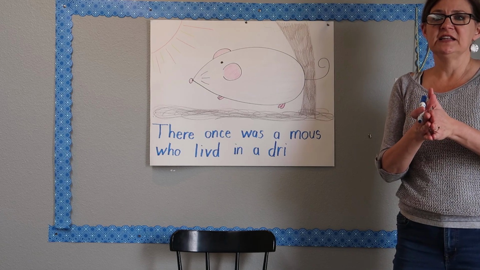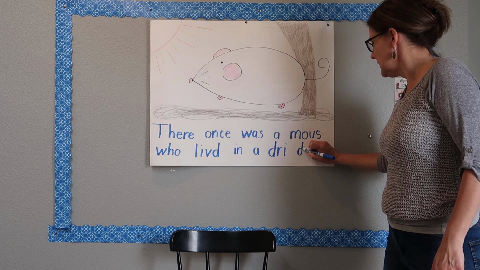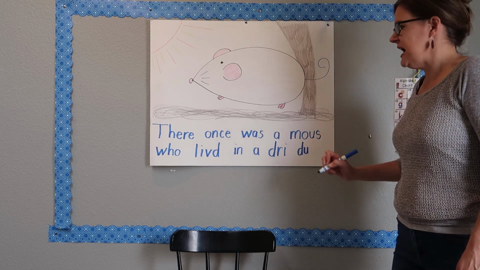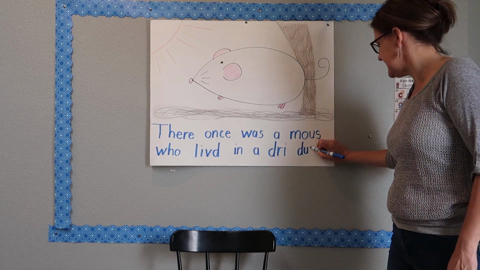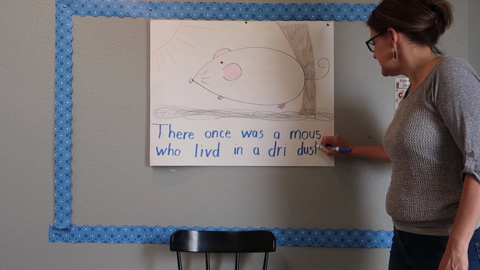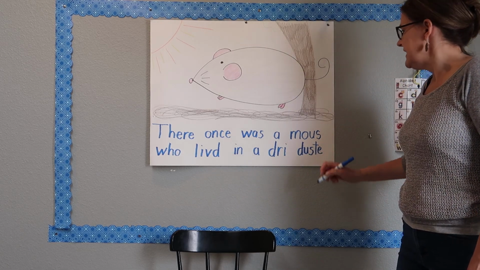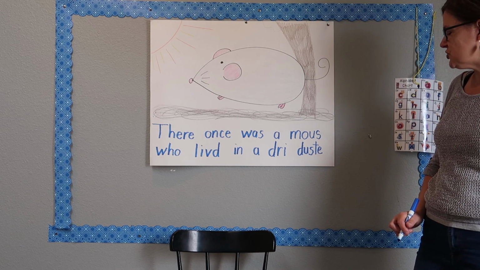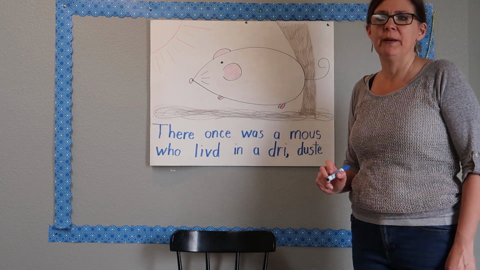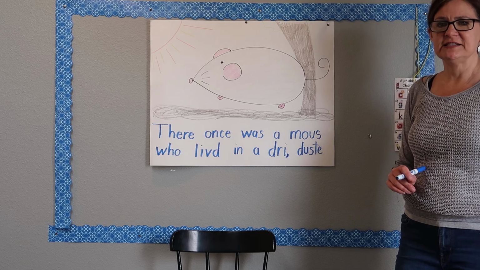Let's stretch out dusty. Dusty. Like the umbrella. Dust, like Sammy Seal. Dust, dust, dusty. There once was a mouse who lived in a dry, and I'm going to put a little take a breath mark right there. It's called a comma, but we take a little breath right there. There once was a mouse who lived in a dry, dusty place.